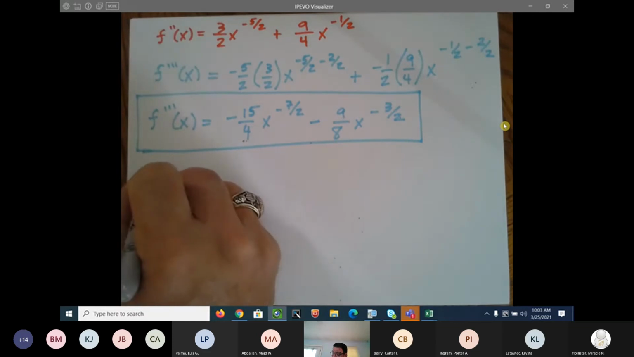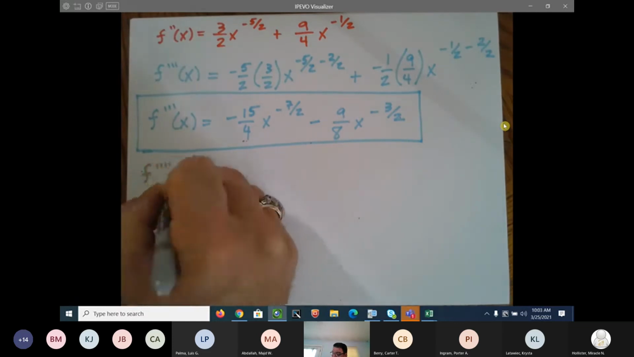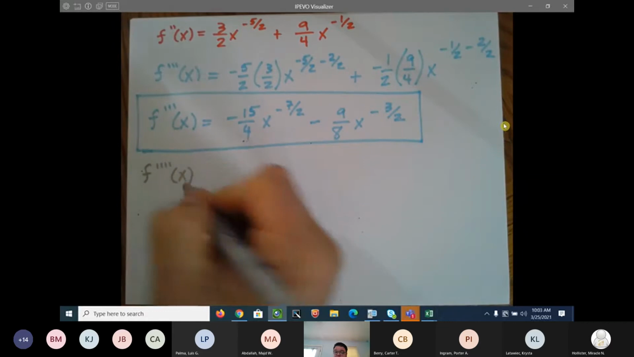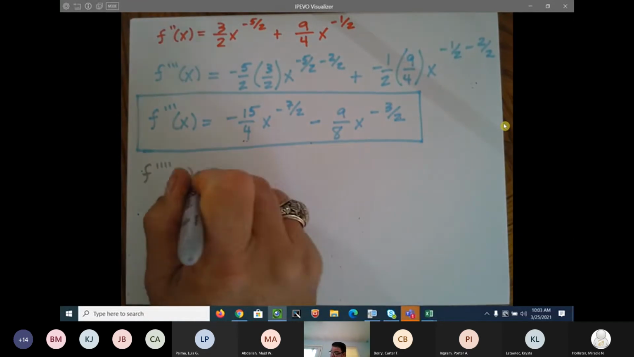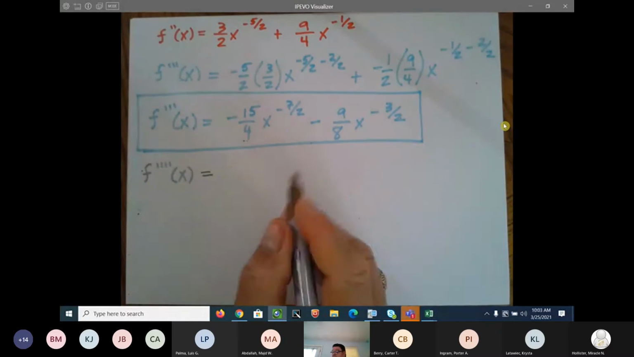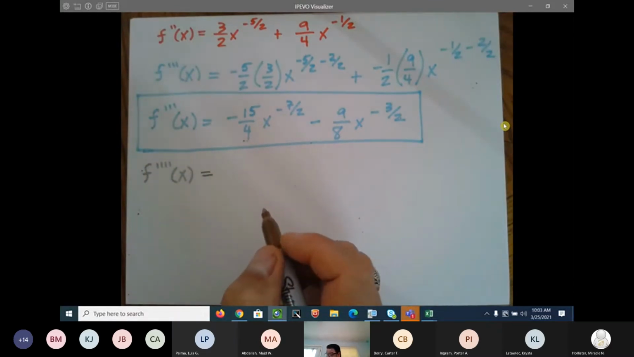F fourth prime of x. Does that look silver to y'all? I could go with the copper or the bronze. I don't know if you need to tell the difference.